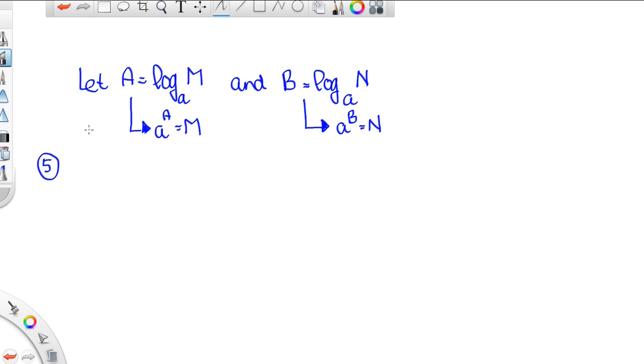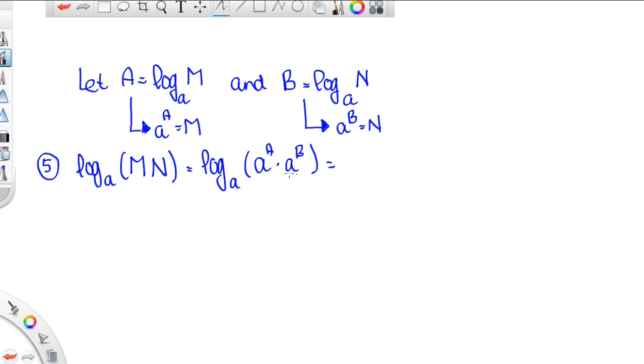So then here's number 5. We're going to see if we can figure out what you should get out of this. And to do that, we're going to plug in m and n. So if the log a of m times n is asked, then I should be able to write that as the log a of, and m is a to the exponent of a, and n is a to the exponent of b. If you have the same base, you can add exponents, so that means I actually get the log a of a to the power of a plus b.